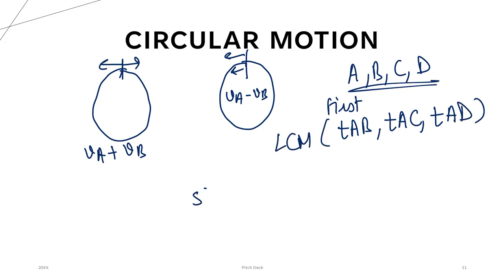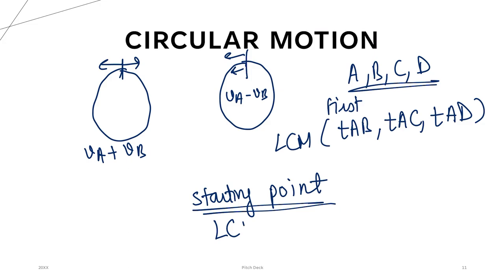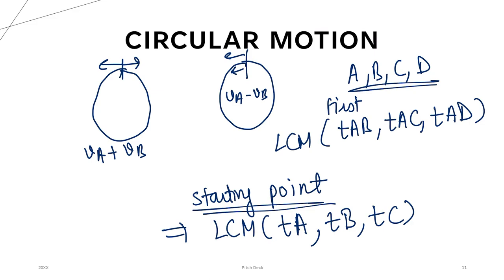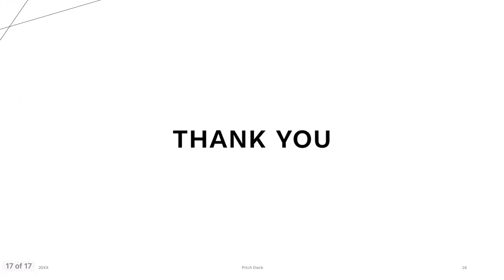Now we want all of them to meet at the starting point. The only difference is we have to take the LCM of the time taken by A to complete one round of the track, the time taken by B, and the time taken by C to complete one round, and that will give you the answer of when they will meet at the starting point again. I hope circular motion is also done, and that completes our speed and distance video.